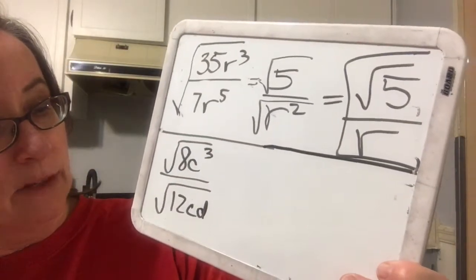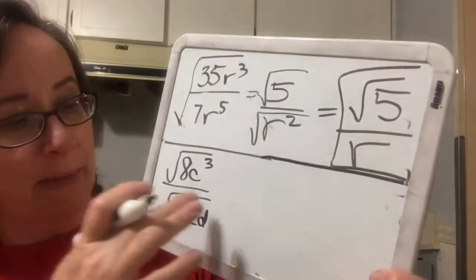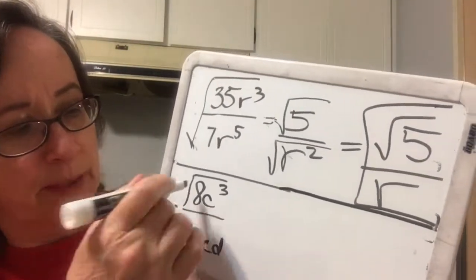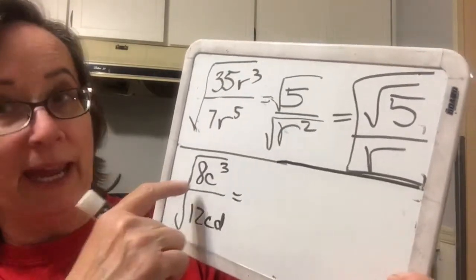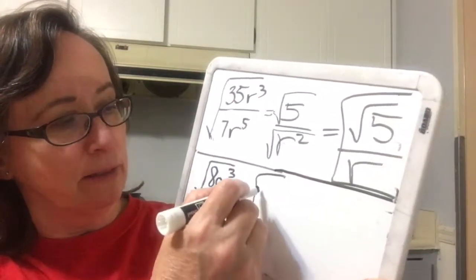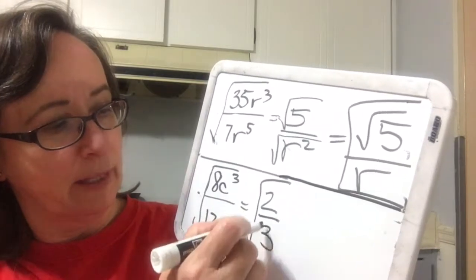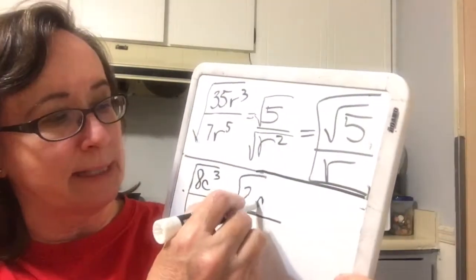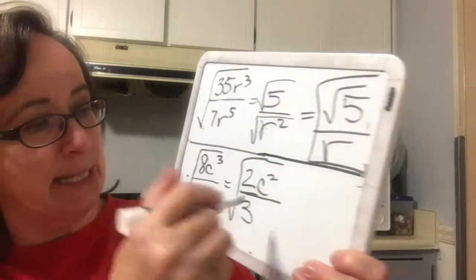In the denominator, I do have some things that I could do if I put them back together again. So I'm going to go ahead and take this and put them in one big radical. So now 8 and 12 will cancel. So 8 divided by 12 can reduce to 2/3. And the c cubed and the c will cancel with a c squared. And then I end up with a d on the bottom.